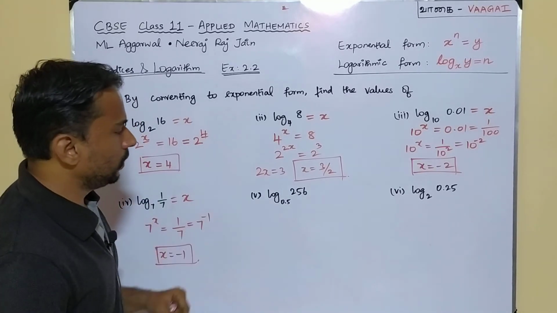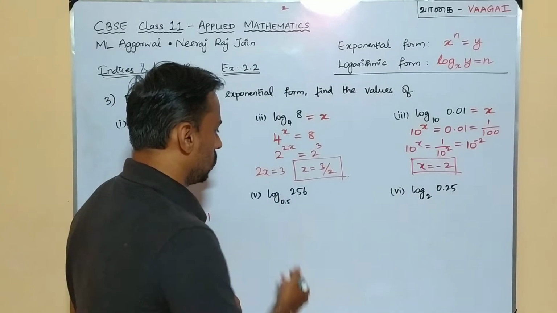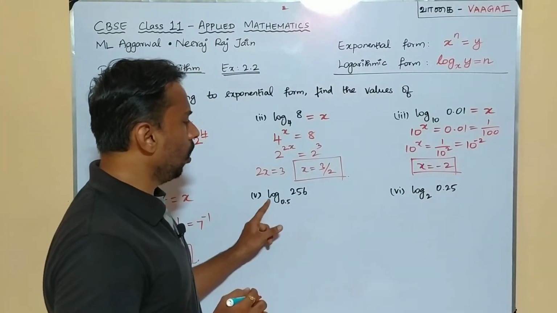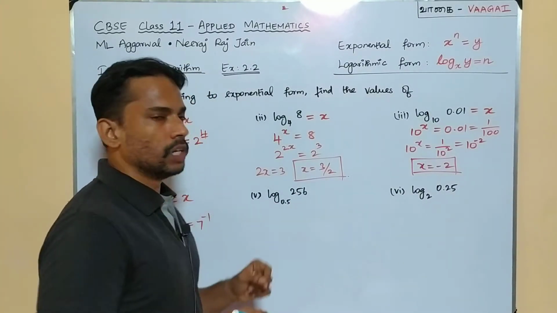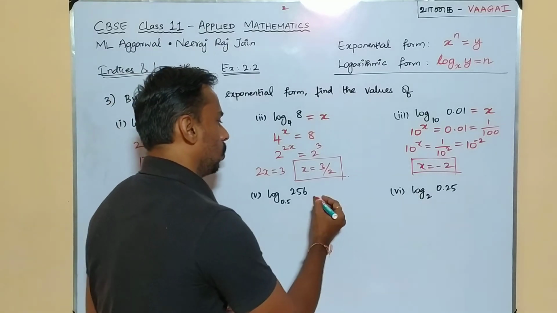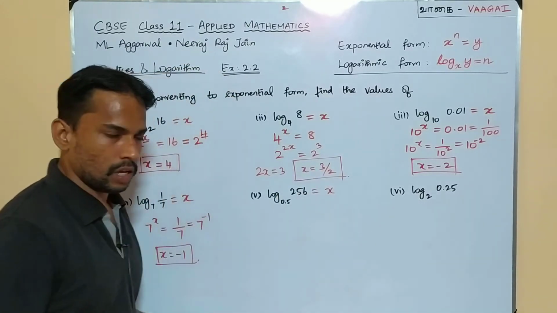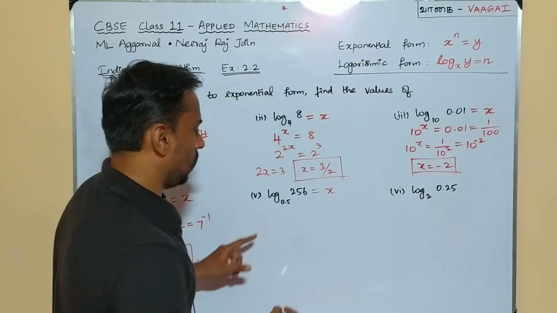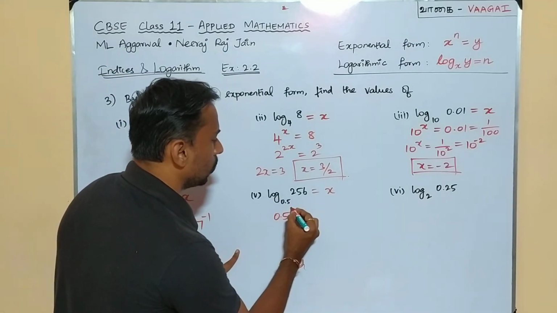Okay, all right. Coming to the next one, fifth question. Here we got log of 256 to the base 0.5. Here again I'm going to take this as some x. So now what happens is we will have 0.5 to the power x.